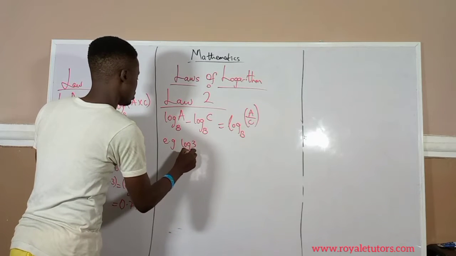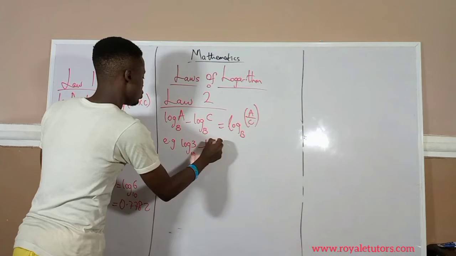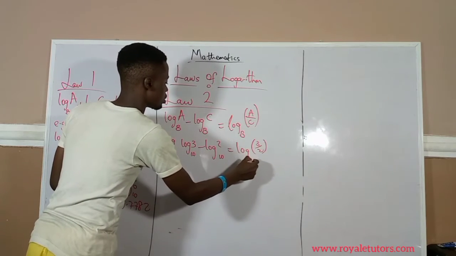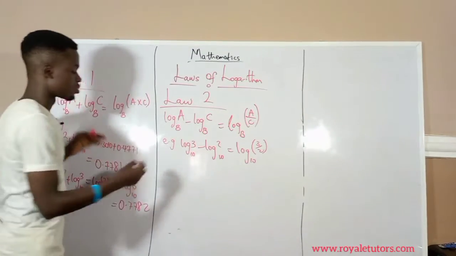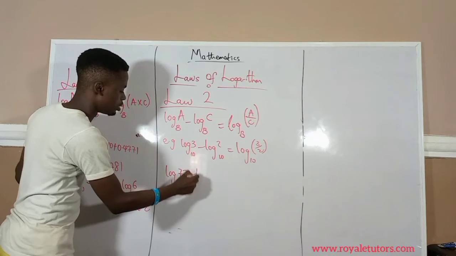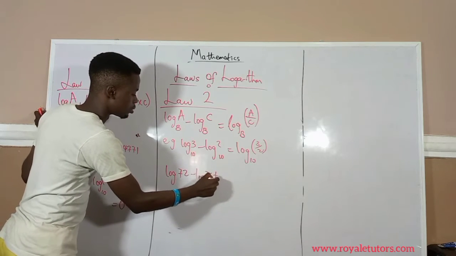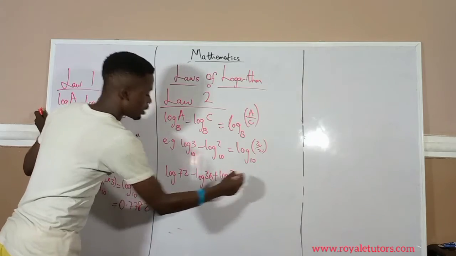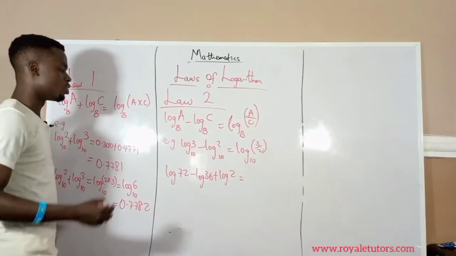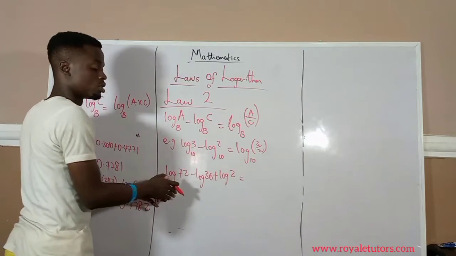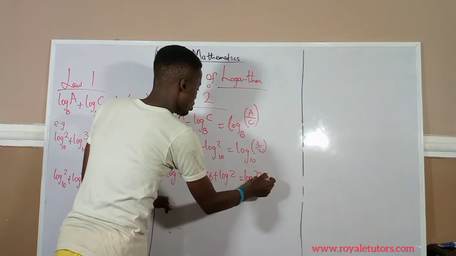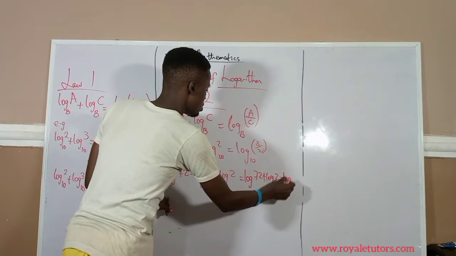So for example, if you have log 3 base 10 minus log 2 base 10, it is going to give us log 3 over 2 base 10. So anytime they ask you to simplify something like this, log 72 minus log 36 plus log 2. Don't forget, I mentioned earlier, if you don't have anything there, it means you have log to base 10. So you can have something like this. All you need to do is pack together the addition, put this negative aside, so that you have log 72 plus log 2 minus log 36.